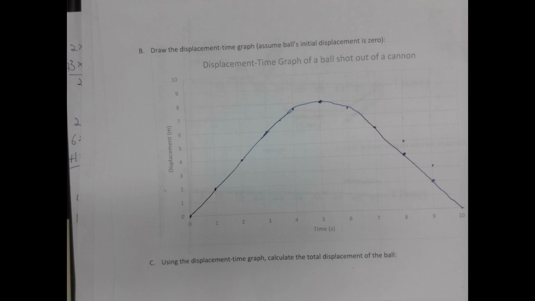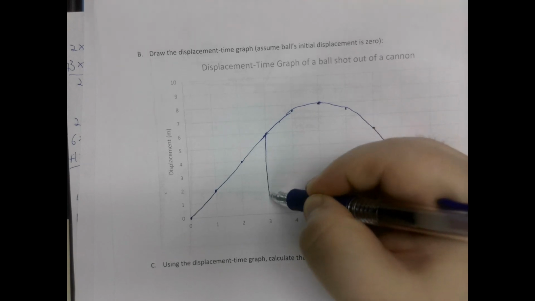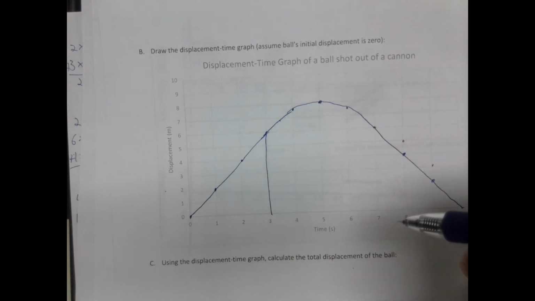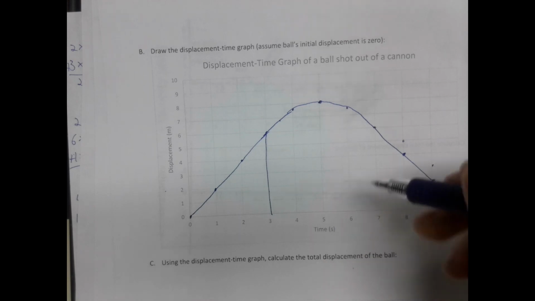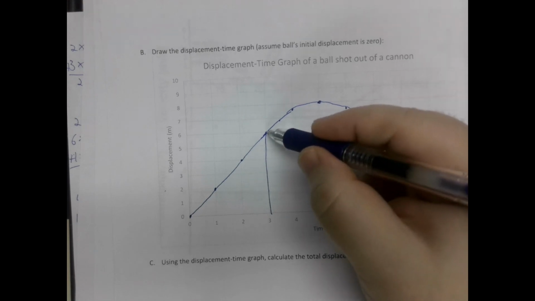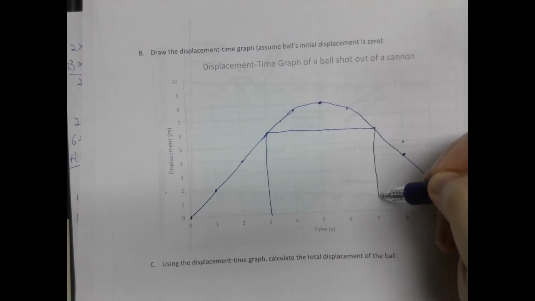Also, using the distance time graph, calculate the total displacement of the ball. To do this, we have a parabola. Do you know how to find the area of a parabola? Neither do I. I mean, I do using calculus, but I don't know how to do the area using algebra. What you can do is what I did earlier. We're just going to estimate it.